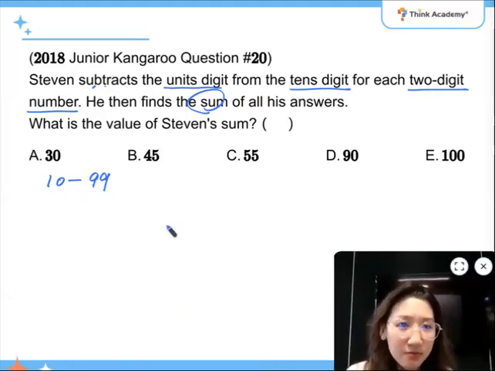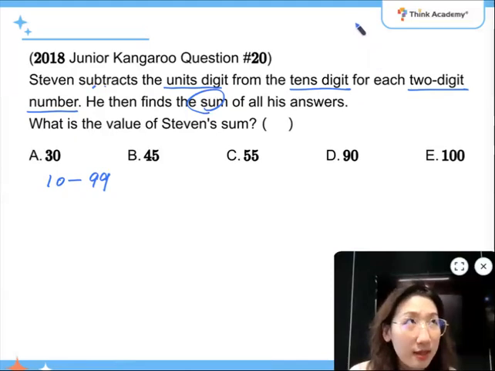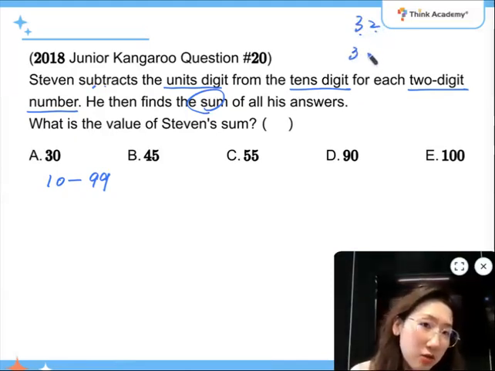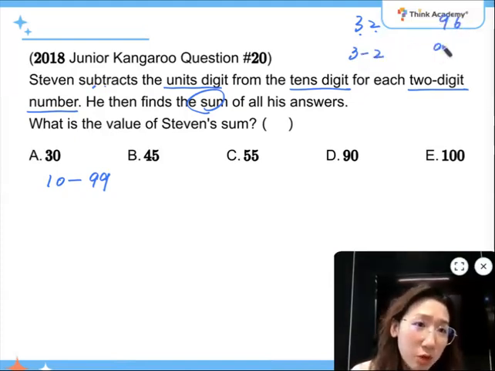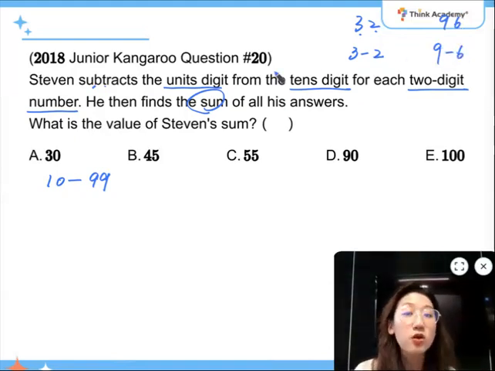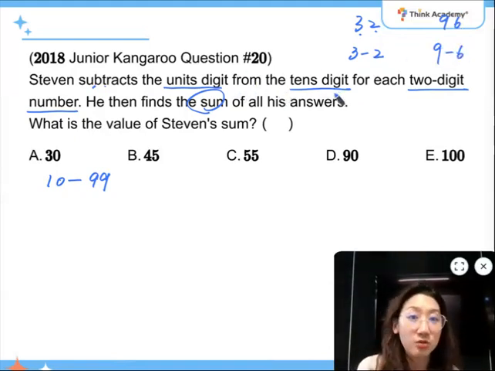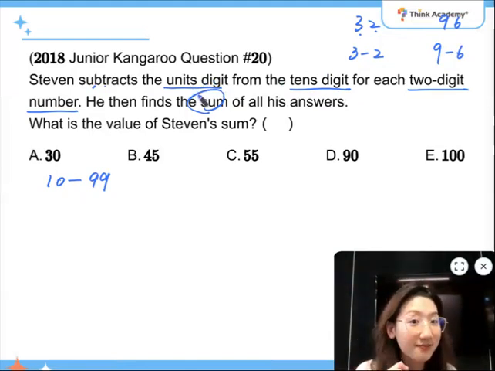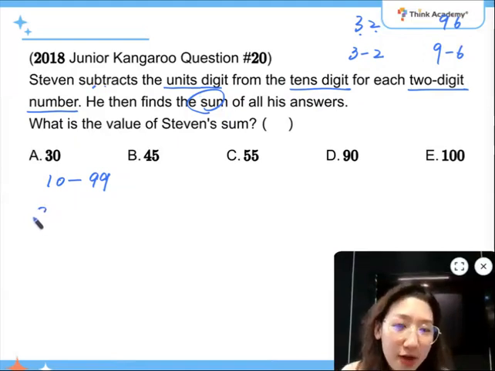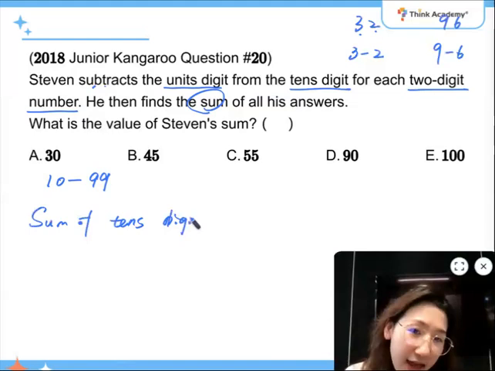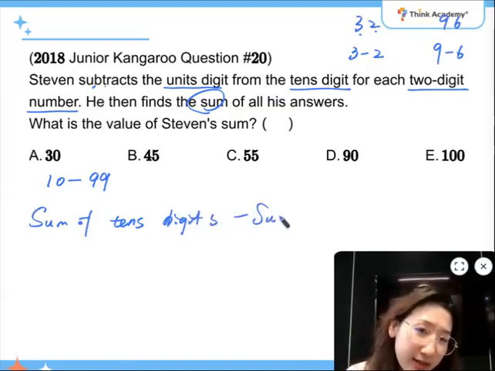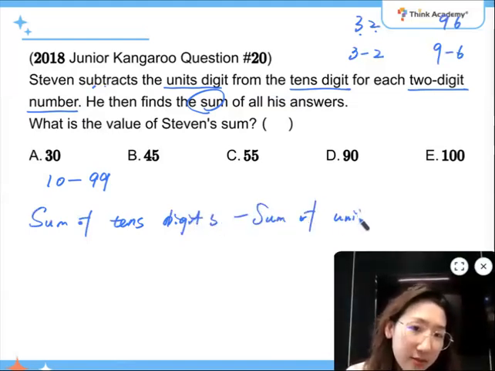For the standard one, let's first look at the example. Let's say if I have 32, then subtracting the units digit from the tens digit means that you're going to do 3 minus 2. If I have 96, then I'm doing 9 minus 6. So we're using all of those tens digits to subtract all of those units digits. So if you want to find the sum, you can just find the sum of the tens digits and subtract the sum of the units digits.